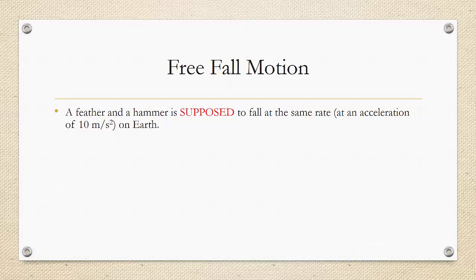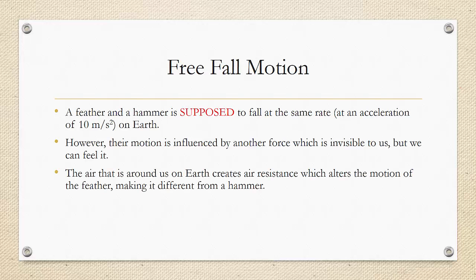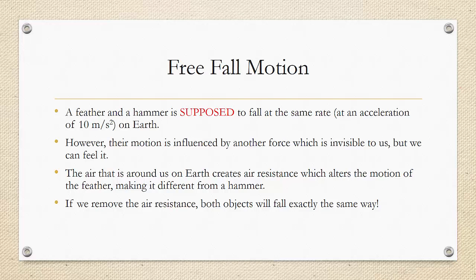So a feather and a hammer is supposed to fall at the same rate, by an acceleration of 10 meters per second squared on Earth. But why doesn't it do that? It's because their motion is influenced by another force which is invisible to us, but we can feel it. This force is the air that is around us, which creates air resistance that alters the motion of the feather, making it different from a hammer. But if we remove this air resistance, both objects will fall exactly the same way.